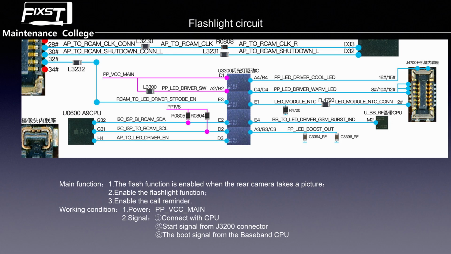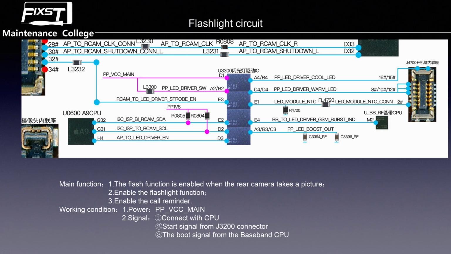For the flashlight driver IC to work normally, it has two working conditions. One is power and the second is signal. As you can see in the schematic, the power is from the PP_BCC main. And as you can see on the U3300 flashlight driver IC, the E3 pin is the driver signal from the back camera to the flashlight driver IC.